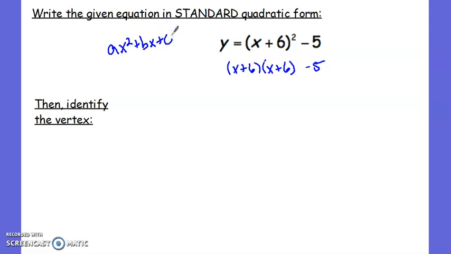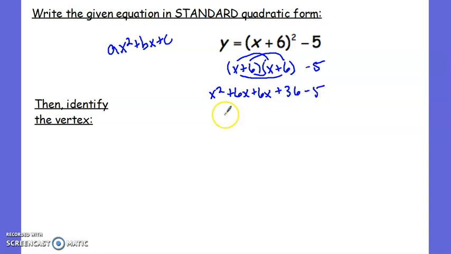What I want to do is do a little bit of distributing. You can do that with the FOIL method or whatever method works for you. So x times x will be x squared. Then I'm going to multiply my x times this outside 6, so 6x. And then we've got our inside, so another 6x. And then finally we've got our last, plus 36 here. And then don't forget that minus 5.